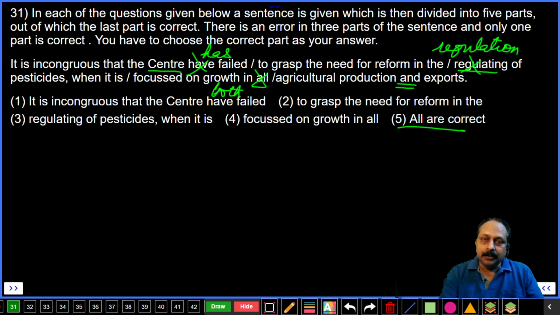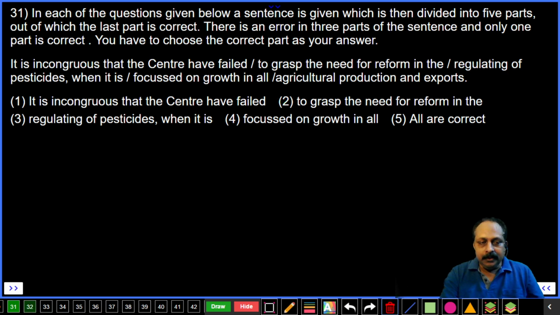Now, how many errors? The last part is correct, you don't have to touch that. It is incongruous that the center has failed. There's an error here. To grasp the need for reform, there's no error here. In the regulation, there's an error. Focused on growth in both agricultural production and exports. There's an error here. Now, the answer is the second part. To grasp the need for reform, there's no error. The remaining parts have errors.